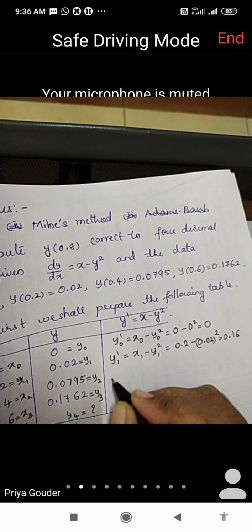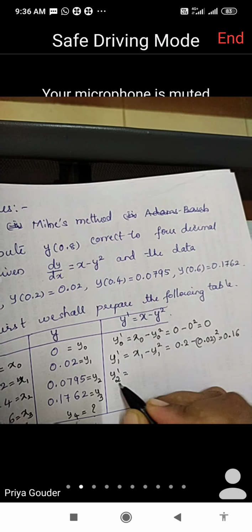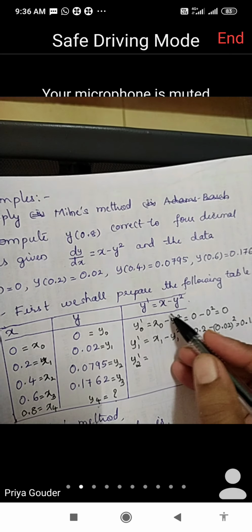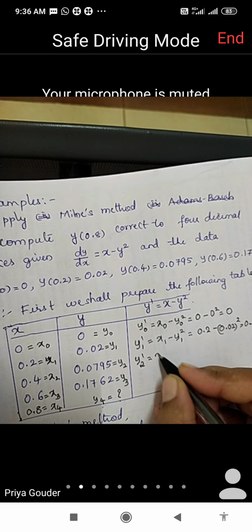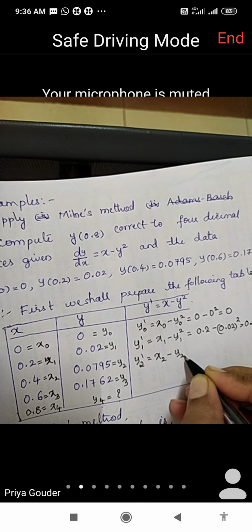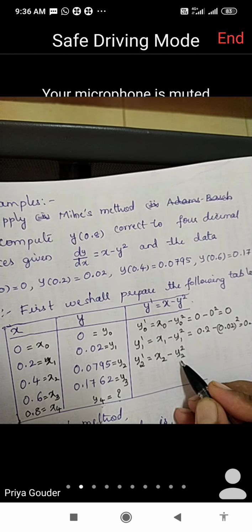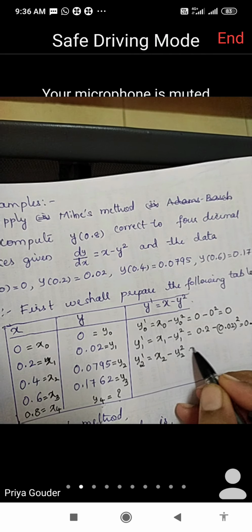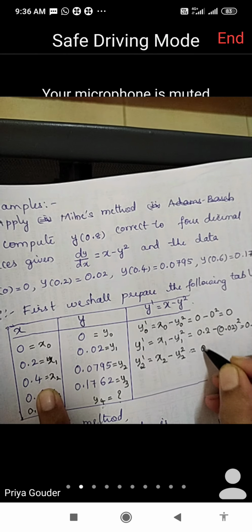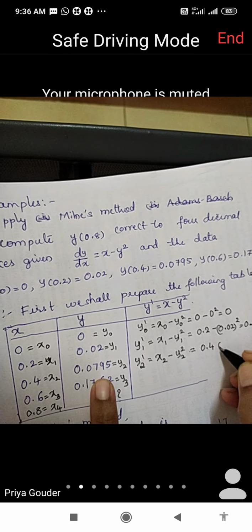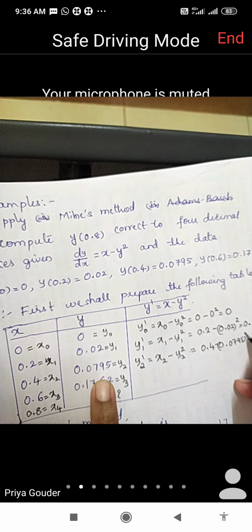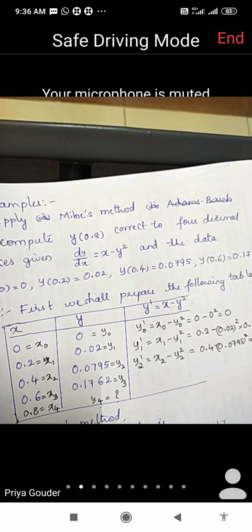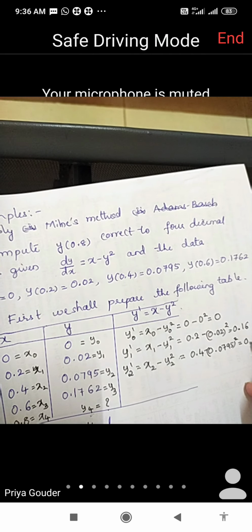Now similarly, what is the next value? Y2 dash. What should the formula be, or how is it defined here when x changes to x2? Y2 dash is x2 minus y2 square. Now, what is x2? 0.4. What is y2? 0.5? Minus 0.5, the whole square. Calculate. After 7, do you have anything?